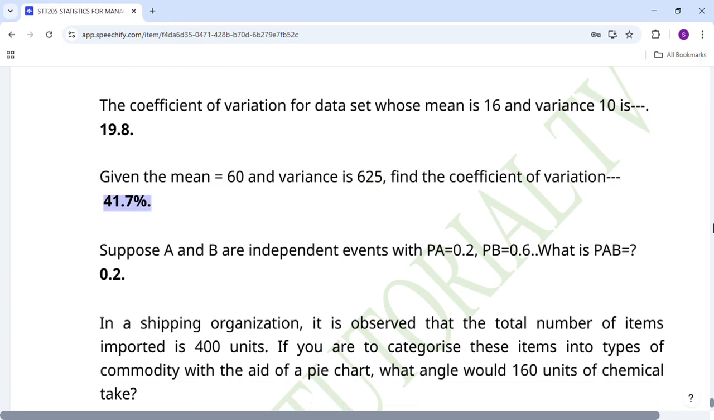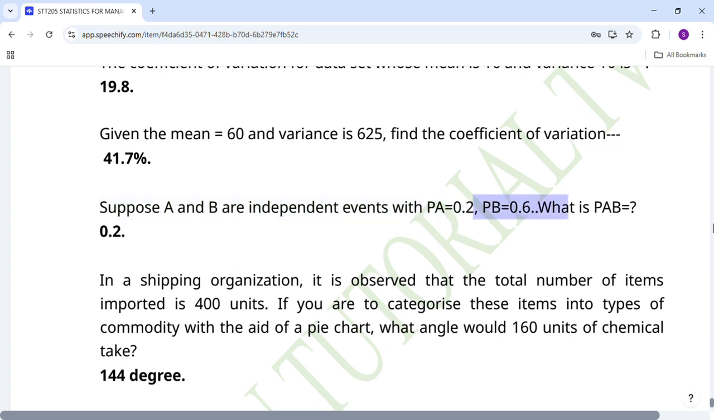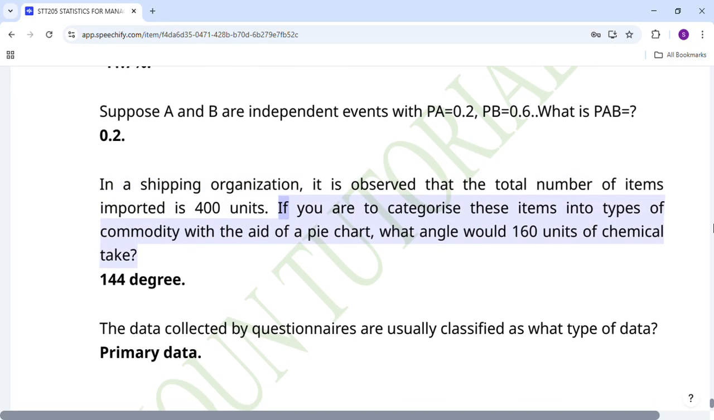41.7%. Suppose A and B are independent events with P(A) equals 0.2 and P(B) equals 0.6. What is P(AB)? 0.12. In a shipping organization, it is observed that the total number of items imported is 400 units. If you are to categorize these items into types of commodity with the aid of a pie chart, what angle would 160 units of chemical take?